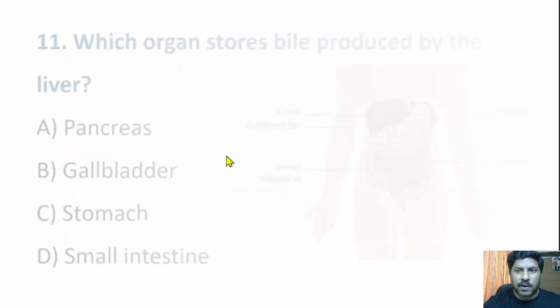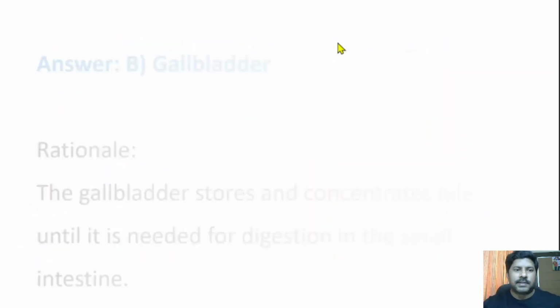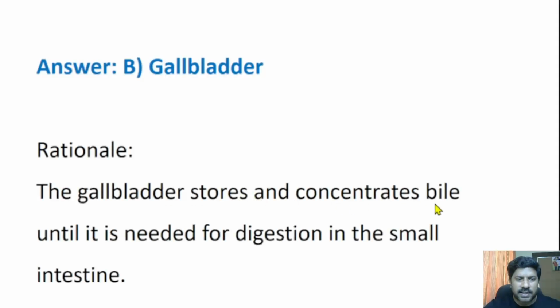Then 11th question. Which organ stores bile produced by the liver? Pancreas, gallbladder, stomach, small intestine. The correct answer is option B, gallbladder. The liver produces the bile, which is then stored in a nearby structure called the gallbladder, and for the function of digestion, it is released from the gallbladder into the small intestine. That is the process of bile production and secretion. The gallbladder stores and concentrates bile until it is needed for digestion in the small intestine.